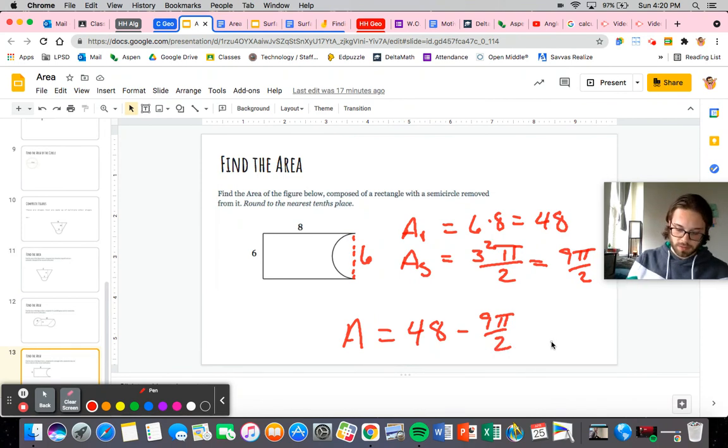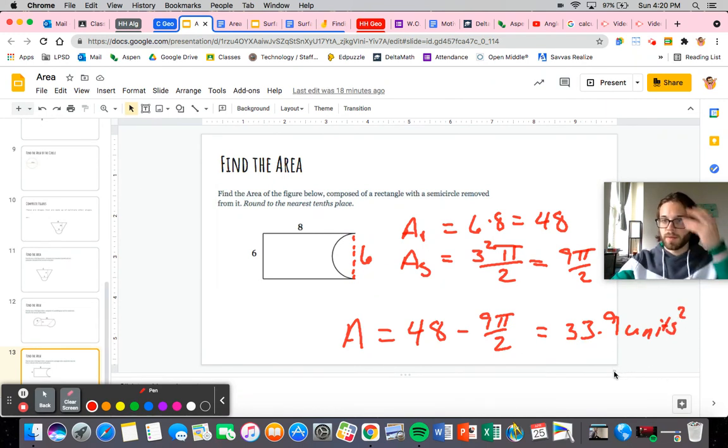And it wants me to round, so 48 minus 9 pi divided by 2, which gives me a total area of 33.9 units squared. All right, there you have it. So that is everything that we are going to be dealing with in terms of area.